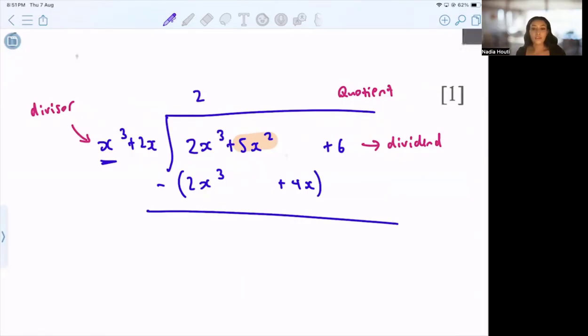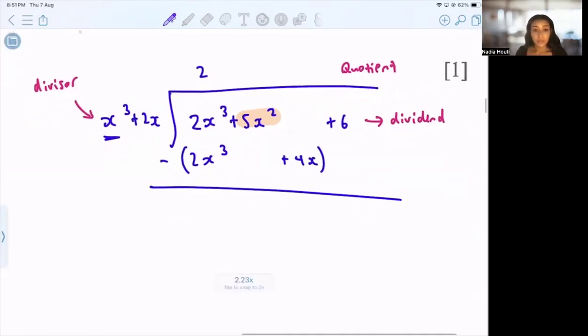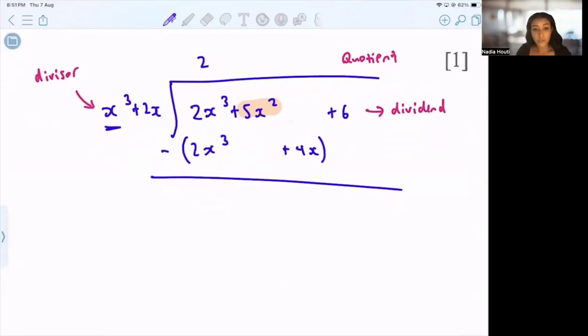So I'm just going to write it this way so you can see what corresponds to what. It's a bit clearer. So 2x cubed minus 2x cubed will just be 0. And then 5x squared, we are not subtracting any x squared terms, so we'll have 5x squared remaining still. And then we get 0 minus 4x. Even though this is plus 4x, remember, we are subtracting it. So we are subtracting positive 4x, so we'll get negative 4x, plus 6.